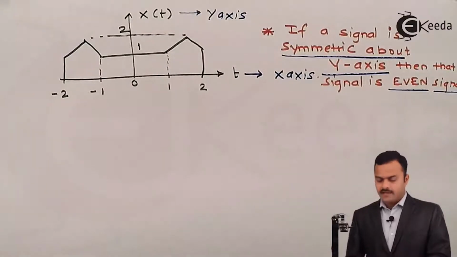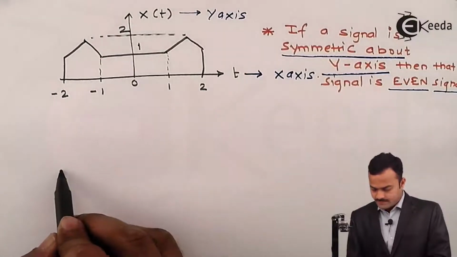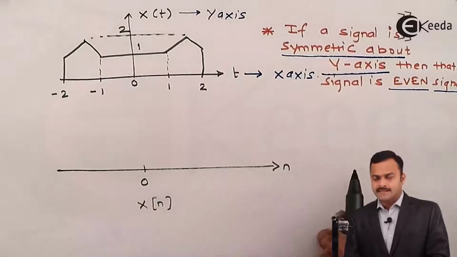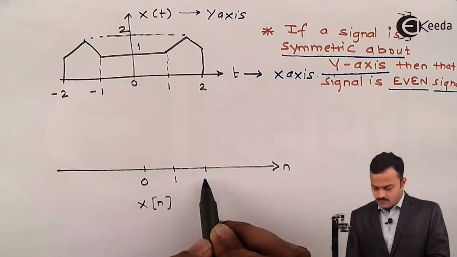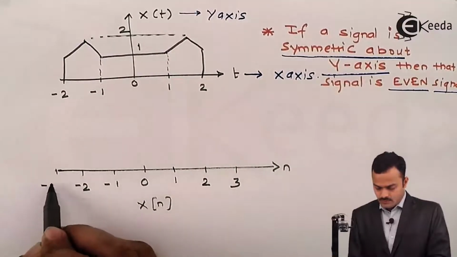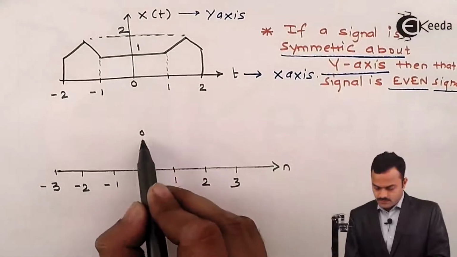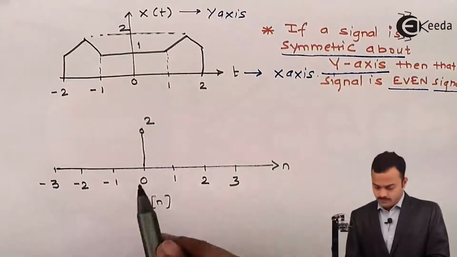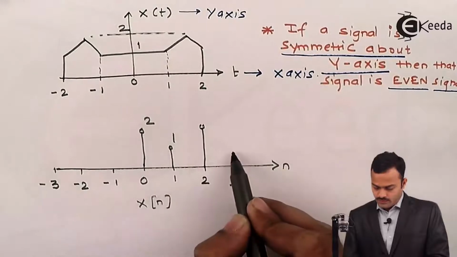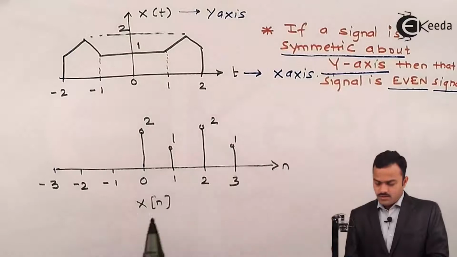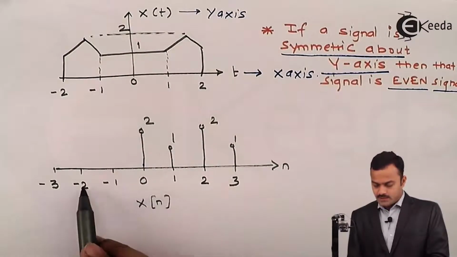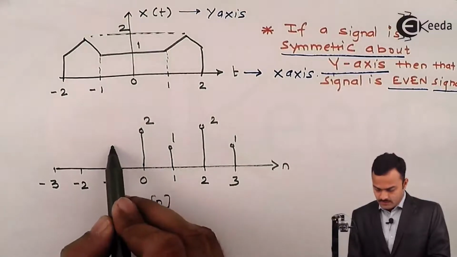In discrete time also, we can have an example and see how the signal will look. So in discrete time, let's take this is x of n, with n as the x-axis having the values 0, 1, 2, 3 like this, and over here it is minus 1, minus 2, minus 3, and we can have the signal whose values will be, let's take this is 2, over here it is 1, once again a 2, and over here it is 1 again. In order to have this x of n as an even signal, I need to have the same values 1, 2 and 1 for n equal to minus 1, minus 2 and minus 3 respectively. So that the complete signal will be like this.